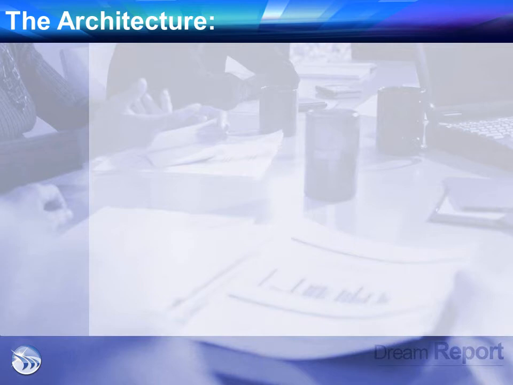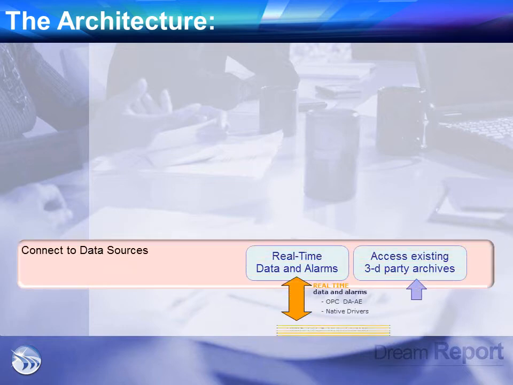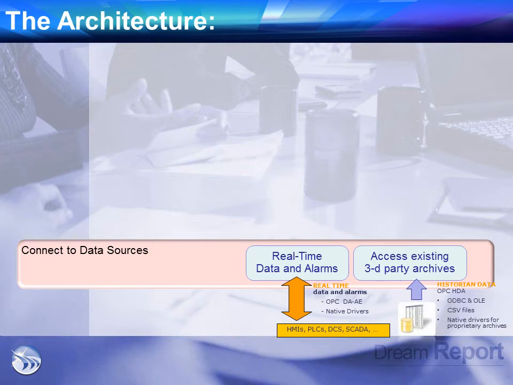Now let us look at Dream Report functionality in detail. First of all, we need to look at connectivity. As mentioned before, Dream Report can be connected to real-time data sources and historical data sources. Connectivity to real-time data sources enables users to get in Dream Report real-time values and real-time alarms. Communication to real-time sources can be done either using open protocols like OPC or Modbus or SNMP, as well as using a wide list of native communication protocols.